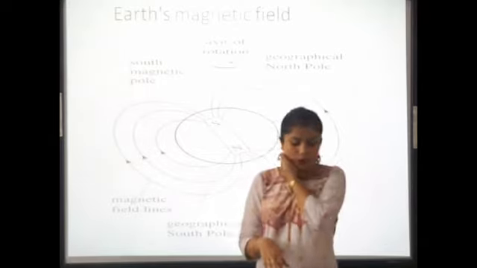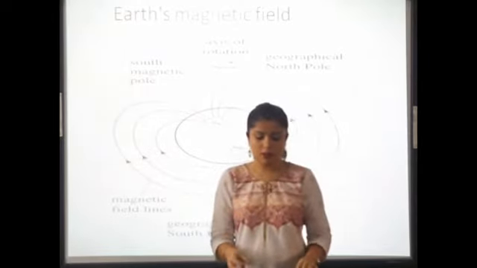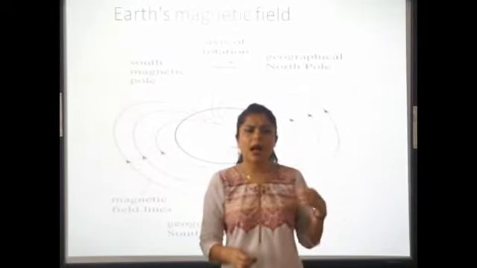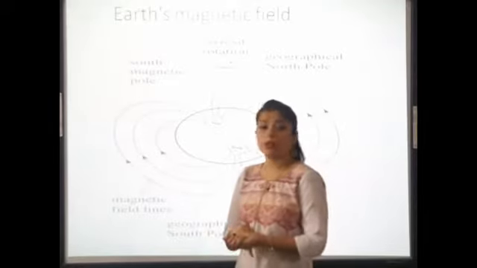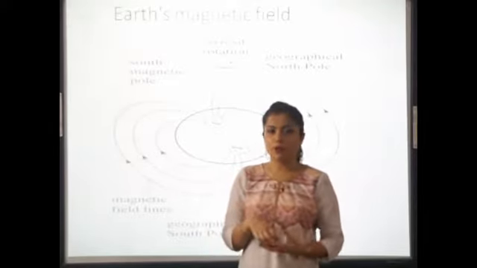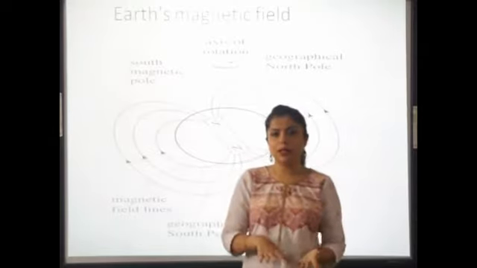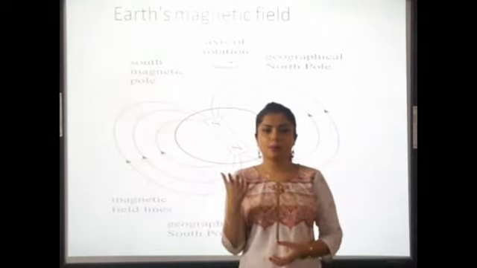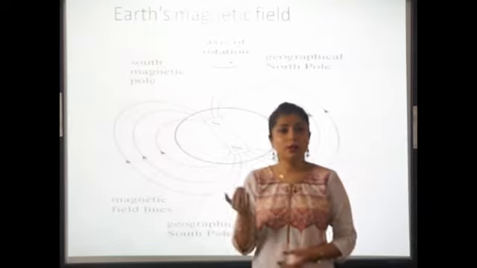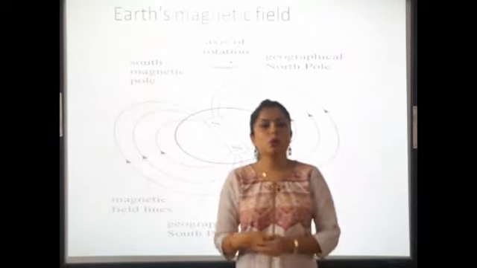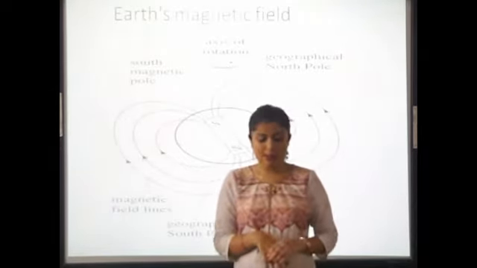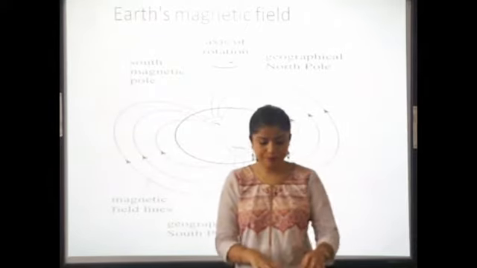Second thing is, an iron piece buried in the Earth becomes a magnet. If you bury an iron piece inside the Earth's surface, and then take it out after many days, what happens? That piece of iron behaves like a magnet. That is the second reason why Earth can be considered a magnet.